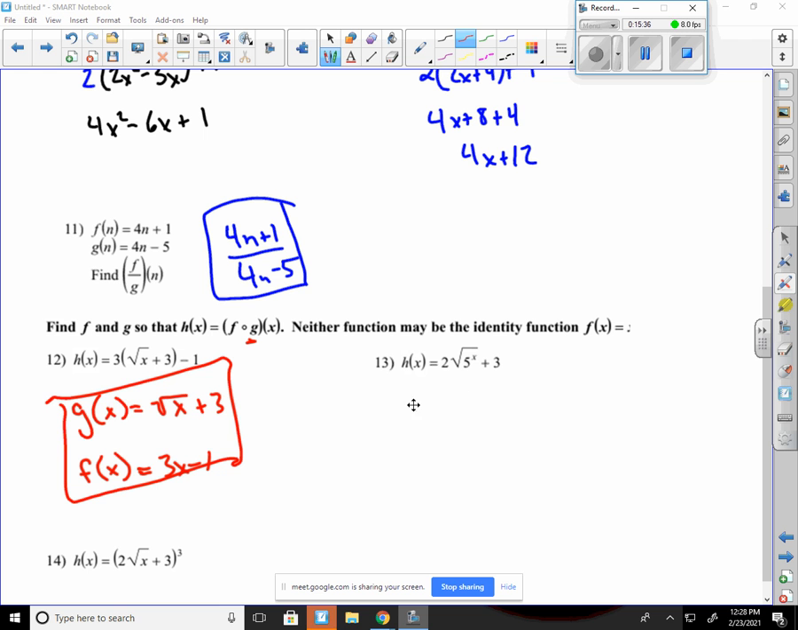What about this one? What looks like it's the messed up part? I agree. Square root of 5 to the x, that's going to be my g function. Square root of 5 to the x. So then my f function would be 2x plus 3.